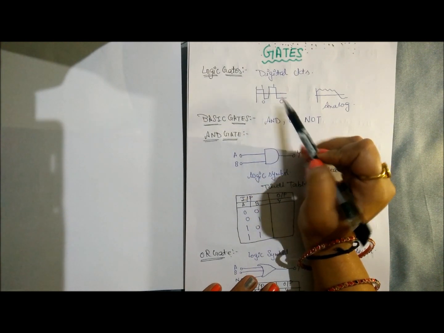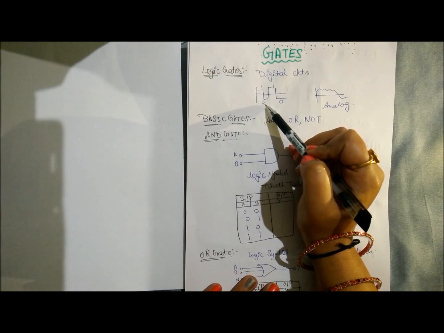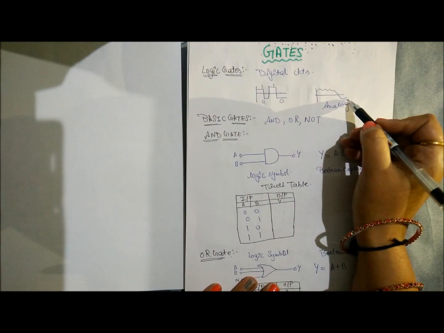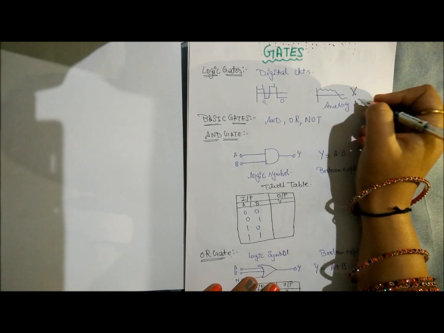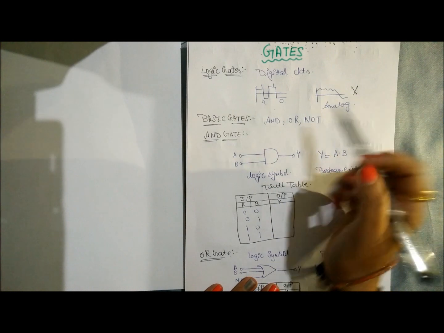This is the diagram for the digital circuits. You can see 1 and 0. At high it is 1 and at low it is 0. And this is the analog signal. You can't explain the logic gates with the analog signal. You will only use them in a digital circuit.